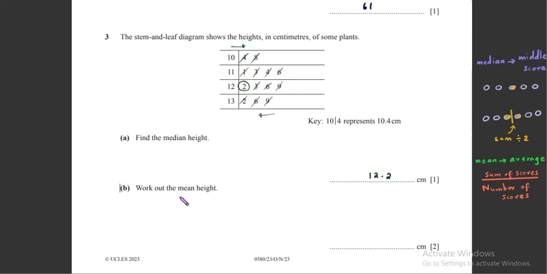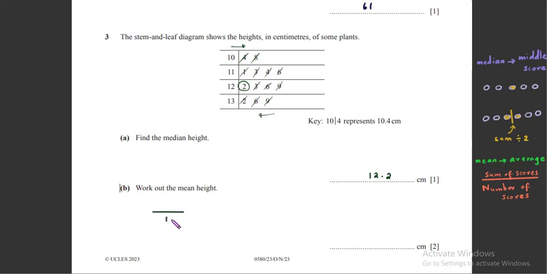The next question is for us to calculate the mean. Now, mean means to calculate the average. When a stem and leaf diagram like this is given to us, to calculate the mean, all the scores have to be added and we need to divide by the number of scores. The number of scores given to us is 1, 2, 3, 4, 5, 6, 7, 8, 9, 10, 11, 12, 13. So we have 13 scores.